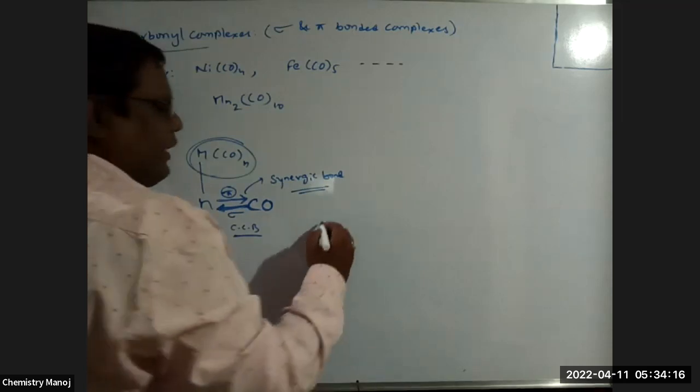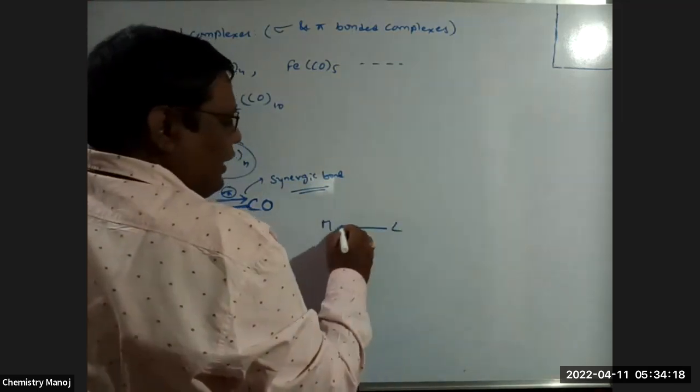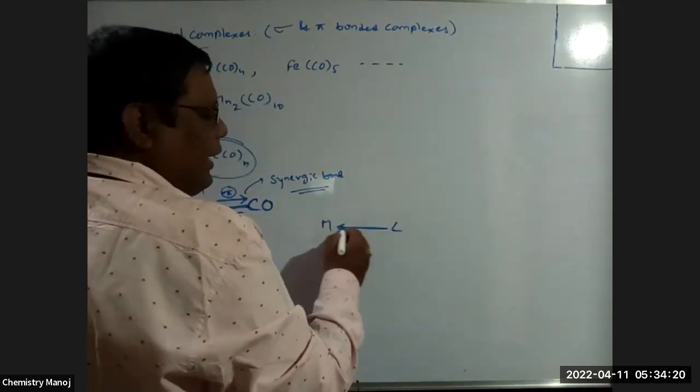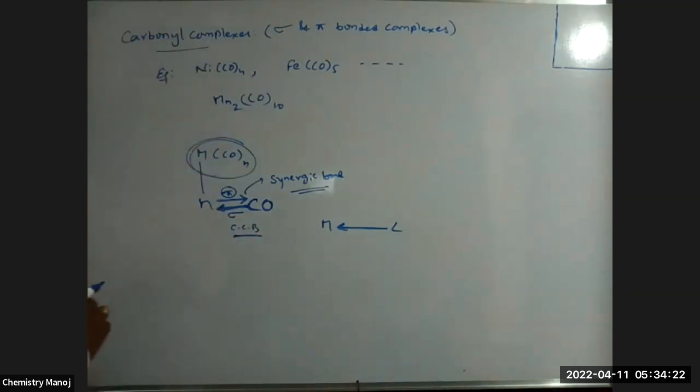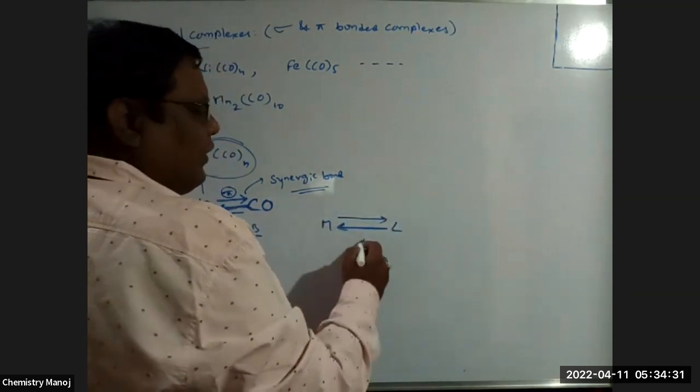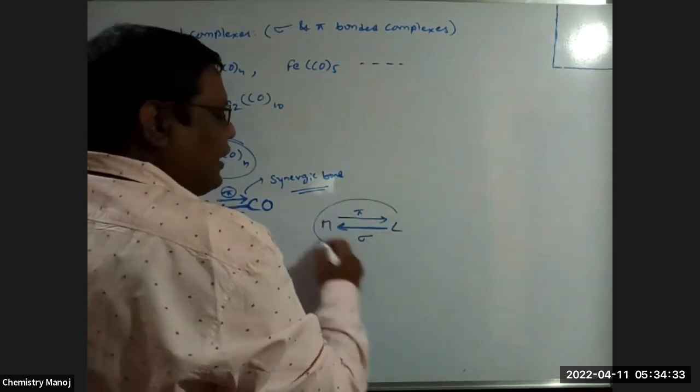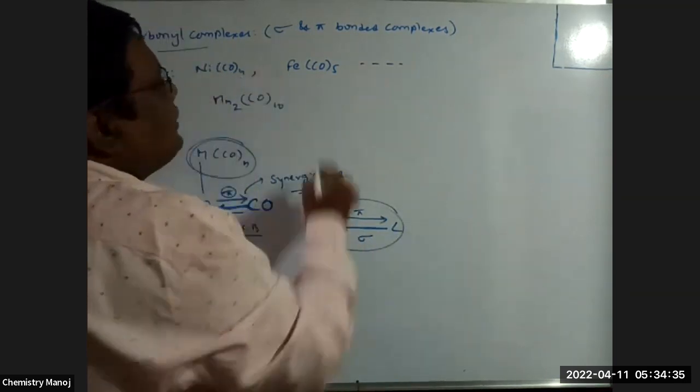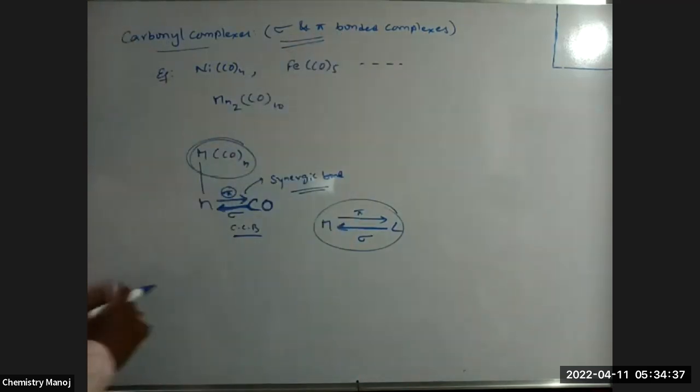Actually, what we expected between metal and ligand is only a sigma bond from ligand to metal. Am I correct or wrong? Yes, sir, correct. This is what we expected. But here, the metal also donates an electron pair to the ligand. That is why one is a sigma bond, another one is a pi bond. That is why these types of compounds are called sigma pi bonded compounds.